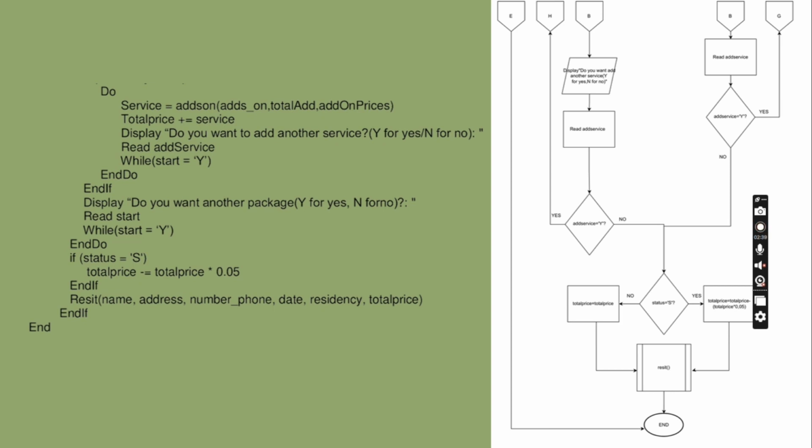Then the status statement. If the user is student, which is the user will input S, total price will get a 0.05 or 5% discount. If the user is civilian, total price will remain the same. Then lastly, the receipt function will be displayed, which is the system will display the receipt.